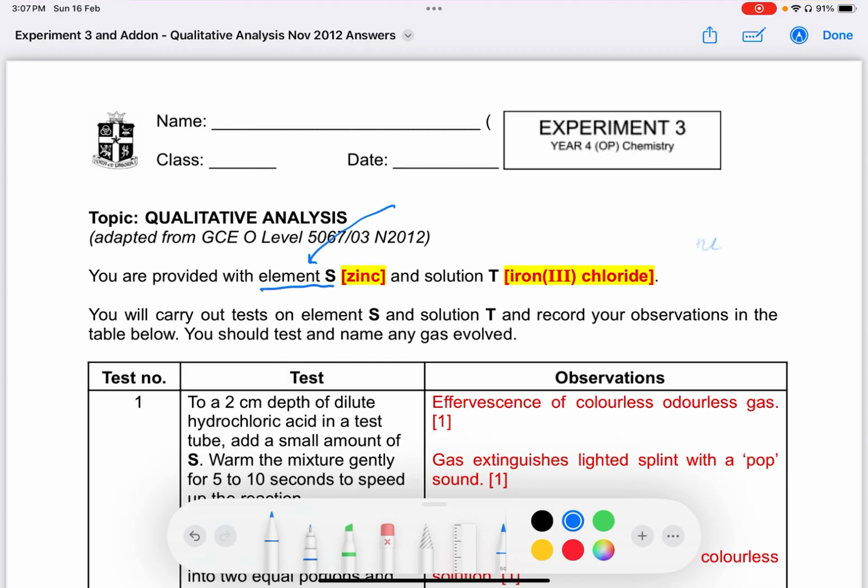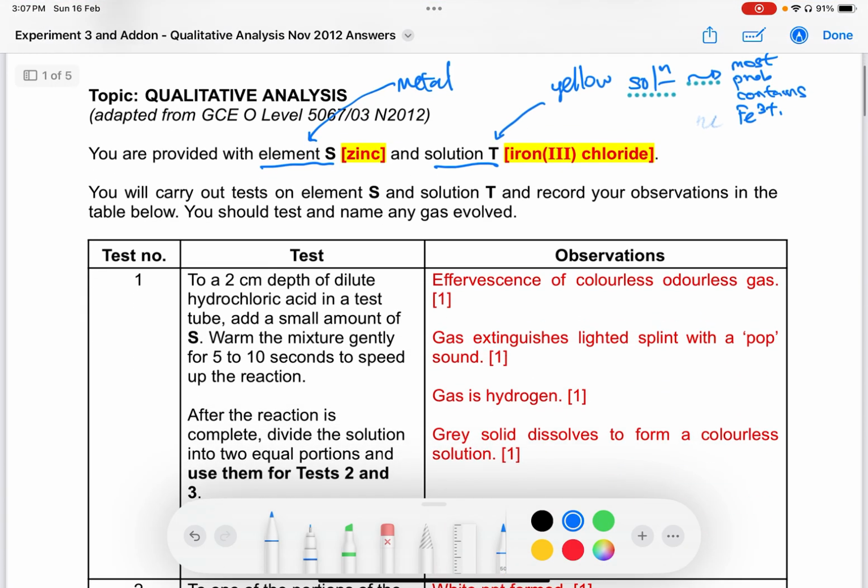We knew initially that it was a metal because it is a gray solid. Solution T, we know that it was a yellow solution. So if it's a yellow solution, generally we can suspect that most probably it contains iron 3, Fe3+. So these are some of the clues that we already have when we look at the solution and look at the solid.